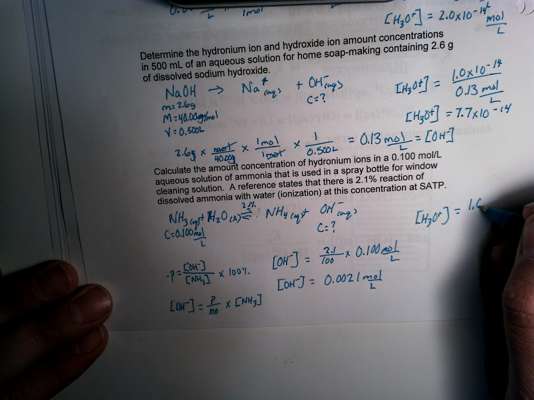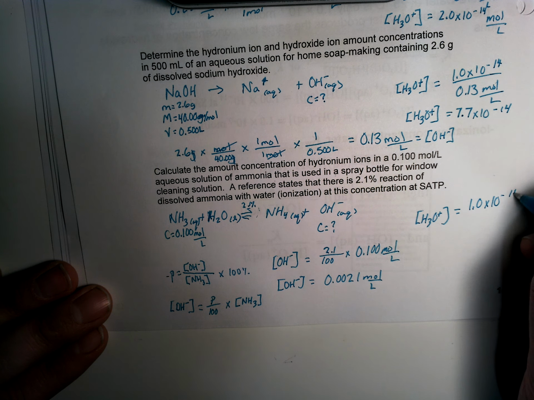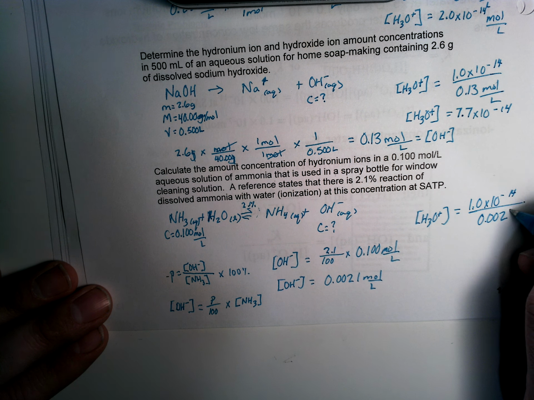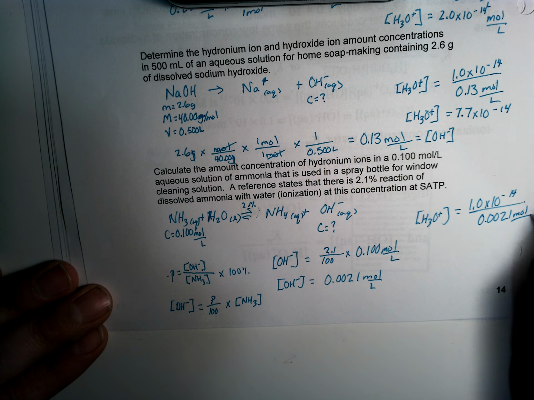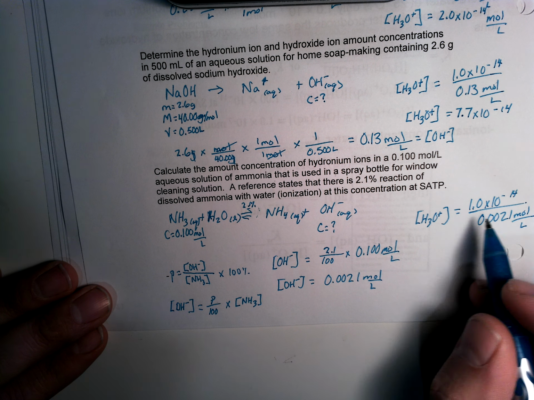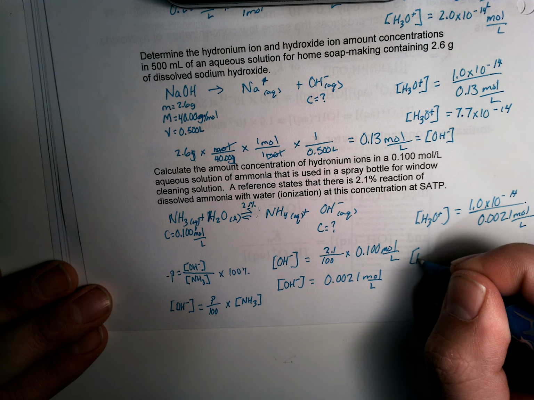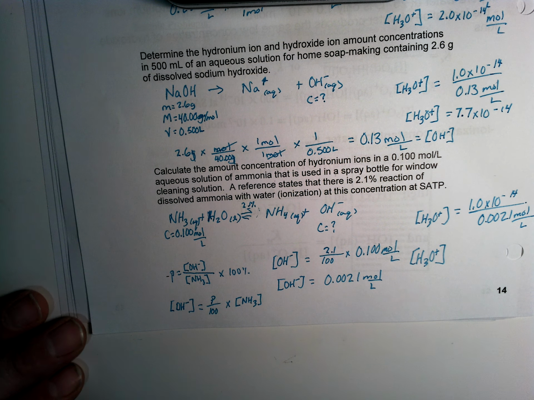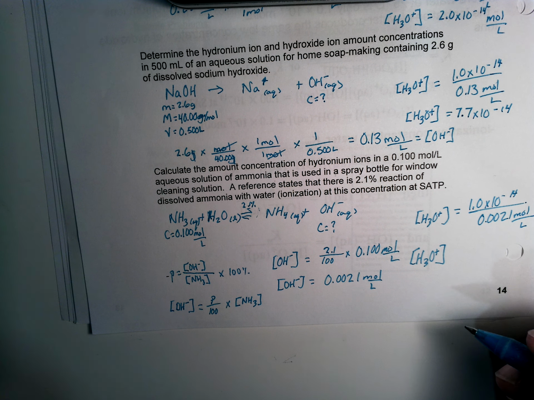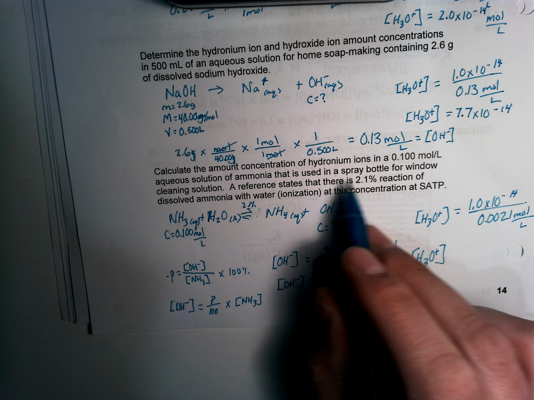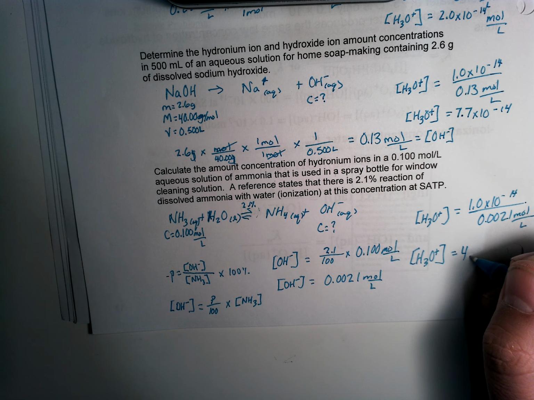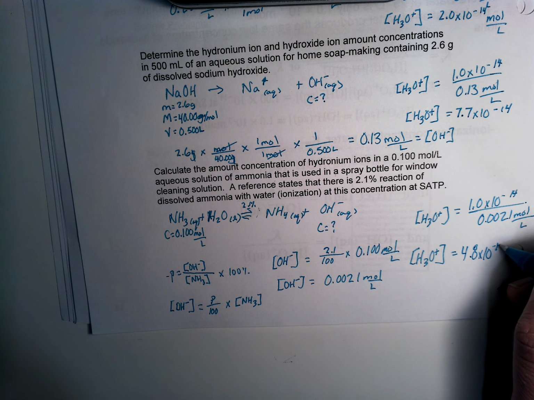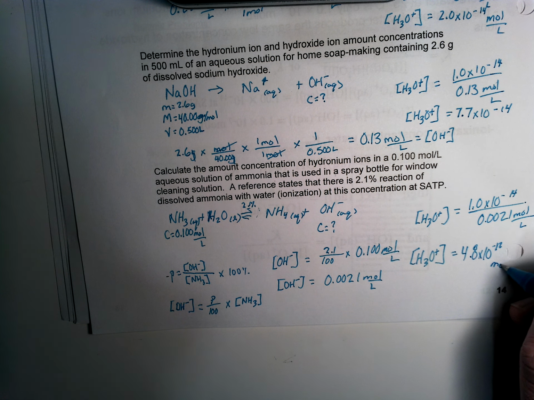Now we put into our water ionization, so we want to find hydronium again. So it's going to equal 1.0 times 10 to the minus 14 over our concentration of hydroxide to give us our final answer for hydronium ions. We have two significant digits, so 4.8 times 10 to the negative 12 moles per liter.